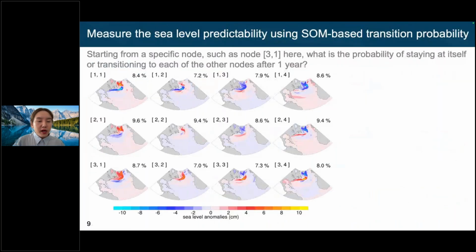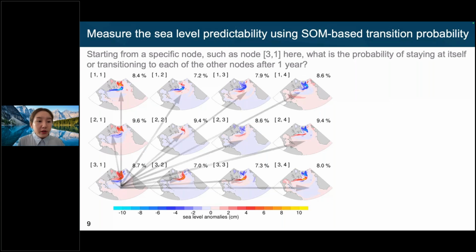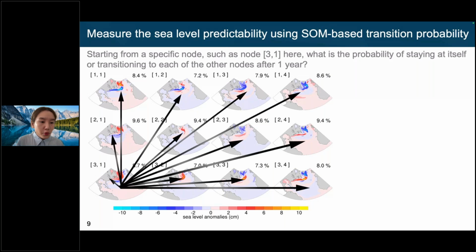After understanding the variability and the mechanisms associated with the sea level variability, we started to wonder whether we can actually measure the sea level predictability using the SOM framework. So here we introduce this SOM-based transition probability framework. We started by asking the question: starting from a specific node, such as node 3.1 here, what is the probability of staying at itself, at node 3.1 itself, or transitioning to each of the other nodes after 1 year? By answering this question, we can get a table like this.